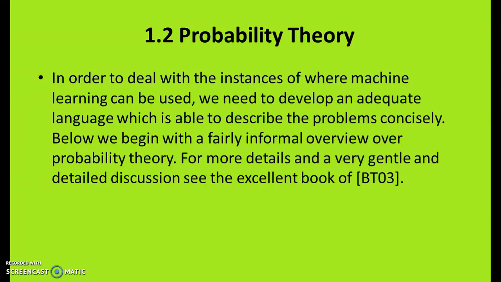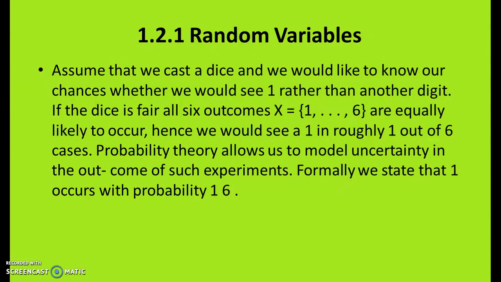Now, from probability theory, in order to deal with instances where machine learning can be used, such as an example of industrial level manufacturing, we need to develop an adequate language which is able to describe the problems concisely. What are the basic operations? What would happen if something doesn't go well? All these things have to be described carefully in that language. So below, we begin with a fairly informal overview of probability theory. For a very gentle and detailed discussion, we'll see further discussions.